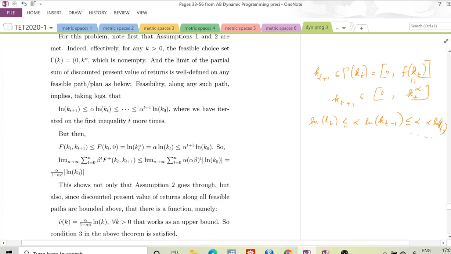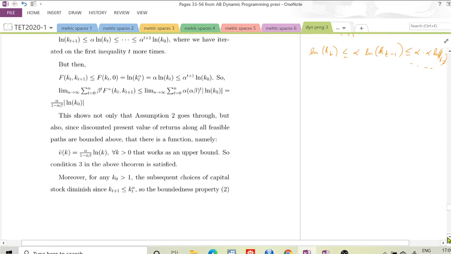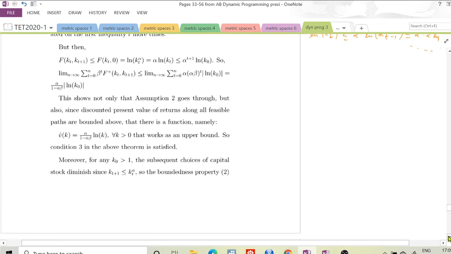That's just a geometric series and it converges here. So what that's saying is that this, where I'm just using the positive part of the function, is bounded above by this function of initial capital stock, right? So this will be true along any feasible path kt, right?